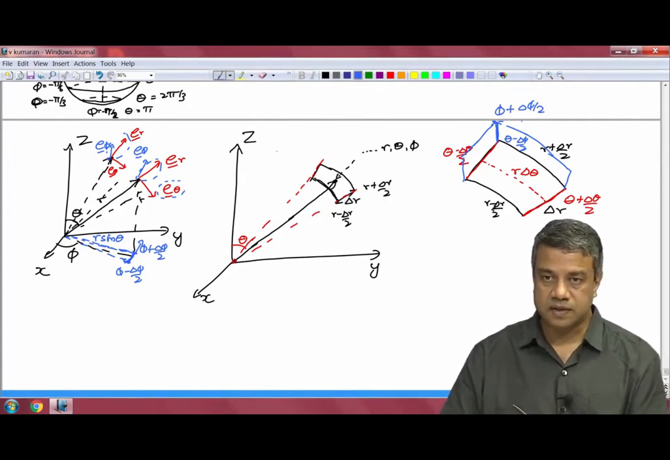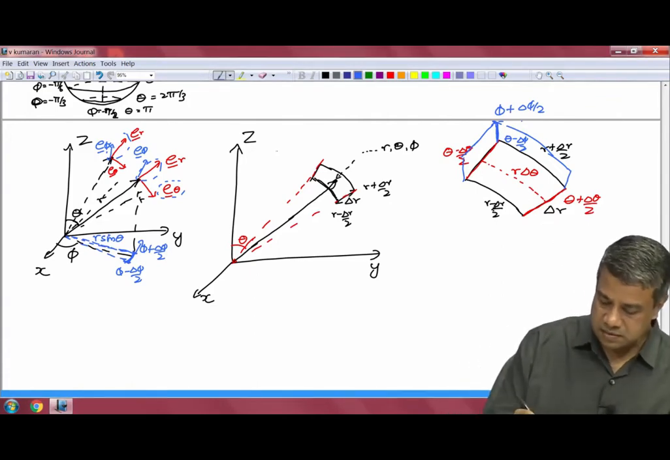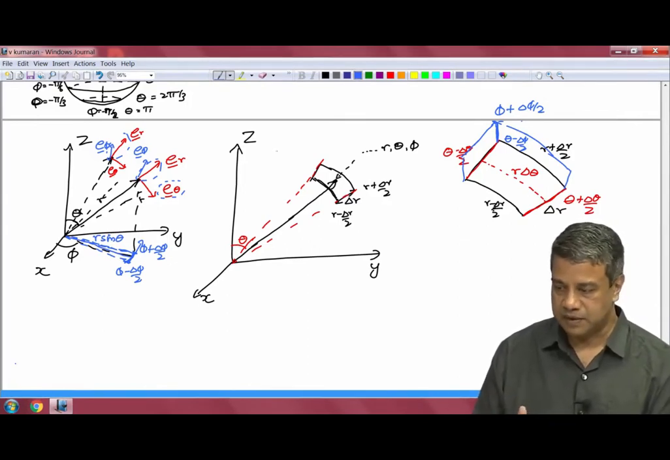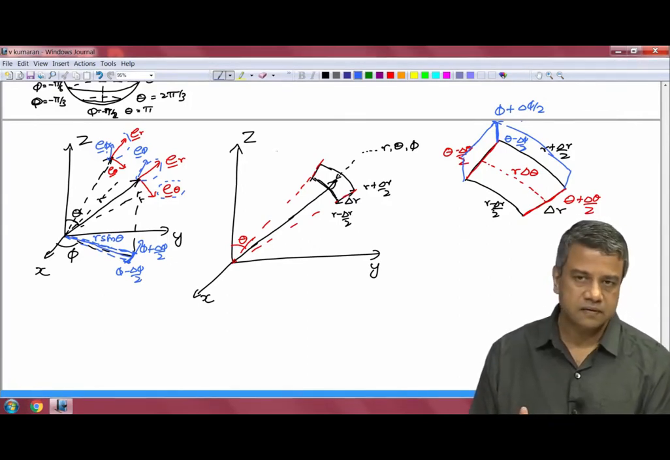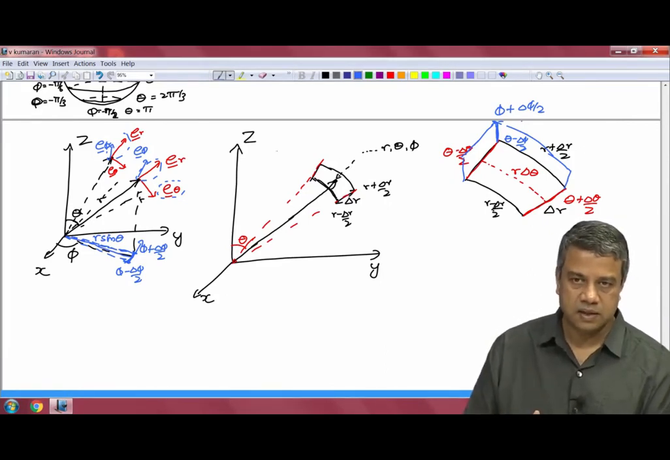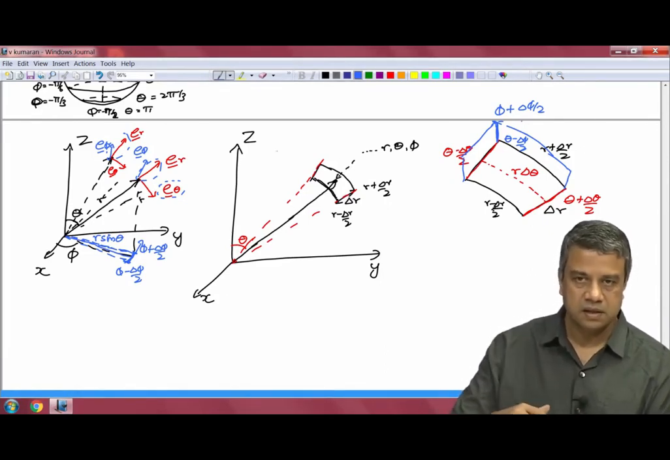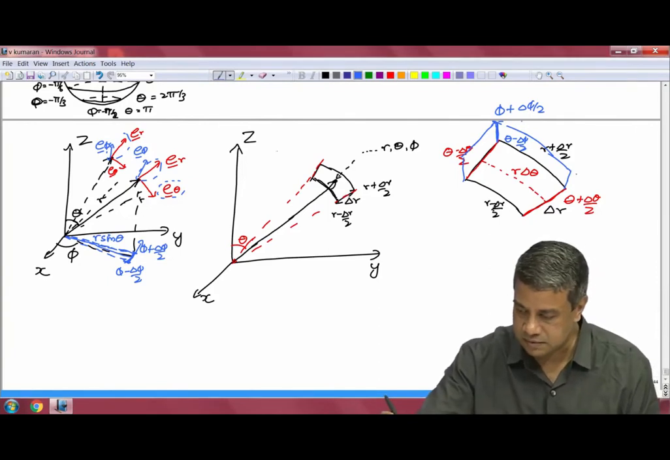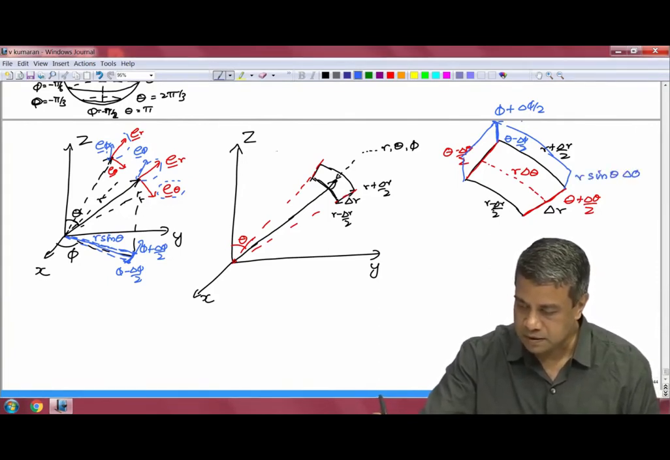The distance moved is not delta phi, because delta phi is an angle. The distance moved is the distance from the center of rotation times the angle, and the distance from the center of rotation is r sin theta. The projection onto the xy plane is the distance from the center of rotation for the angle phi, and therefore, this distance is equal to r sin theta delta phi.